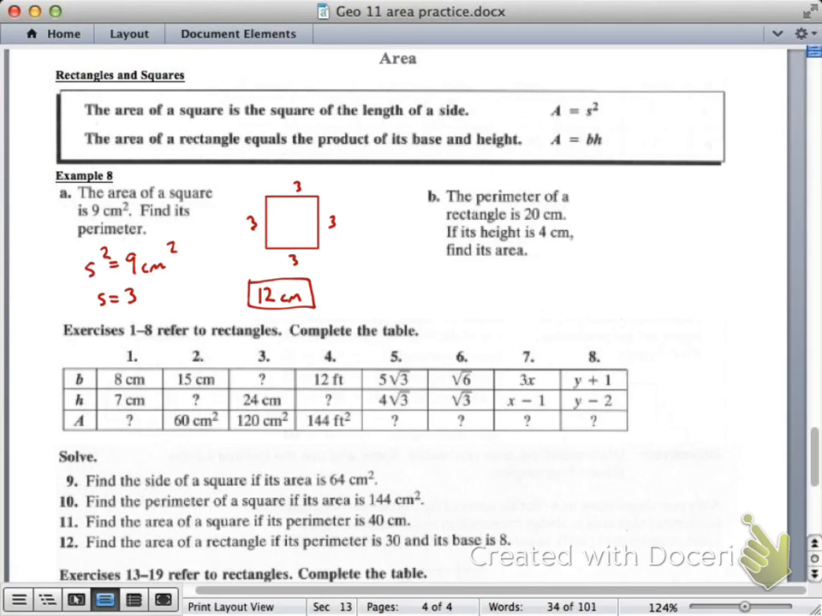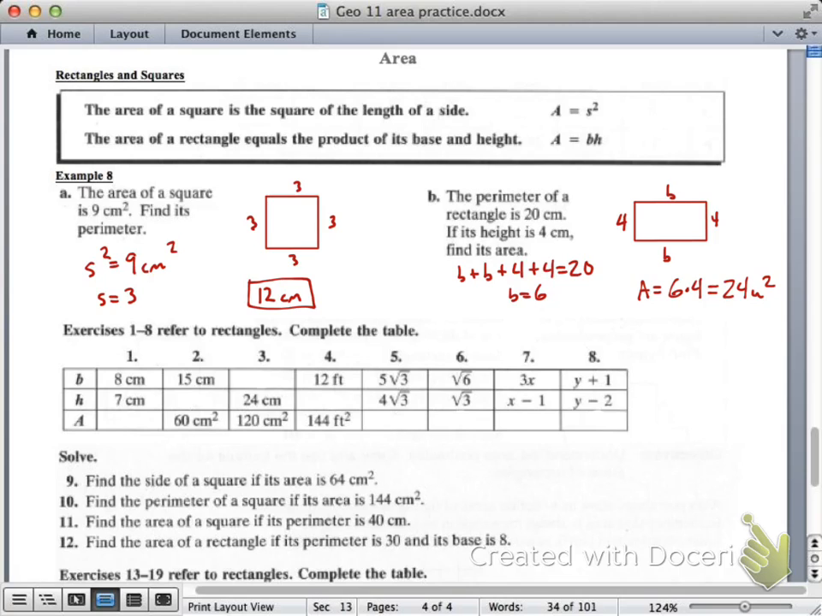The perimeter of a rectangle is 20 centimeters. If its height is 4, find its area. Well, how does a perimeter work? If one side is 4, then its opposite side is 4 on a rectangle. So what's missing is the base. Take away the 8, the 4 plus 4 is 8, from 20 we get 12, so what's left is the base has to be 6. So now find the area, multiply.